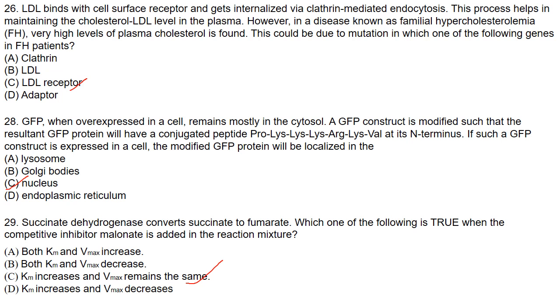Then next one. Succinate dehydrogenase converts succinate to fumarate. Which one of the following is true when the competitive inhibitor malonate is added in such a reaction? So it's a competitive inhibitor. So Vmax remains the same whereas Km increases. Answer is option C.